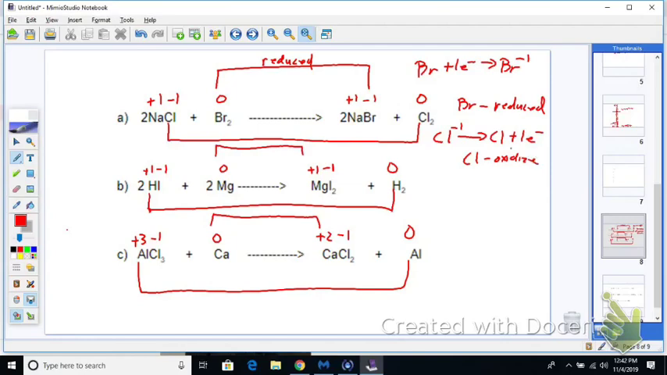So I'm going to have you do the next two. You don't have to show this part. Okay, so all you have to do is write down oxidized and reduced. So you don't have to show this part here. All you have to do is write down blank is reduced, blank is oxidized. So do the next two.